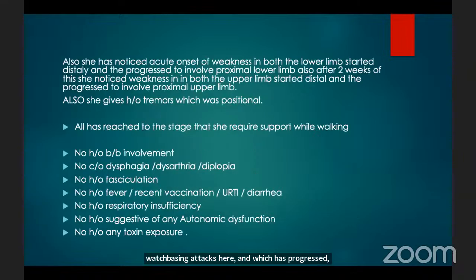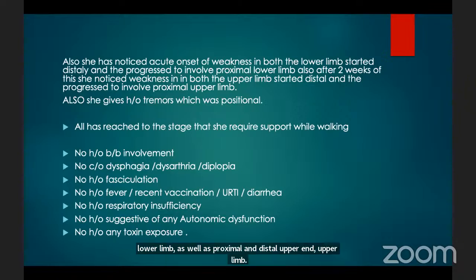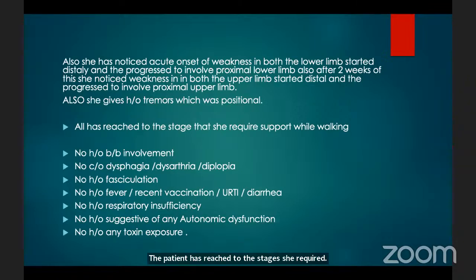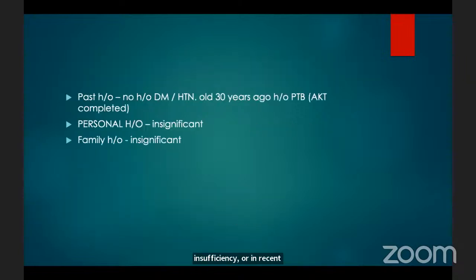Then she also noticed acute onset of weakness in both lower limbs. It started distally and then progressed to involve the proximal lower limb as well as the proximal and distal upper limb. The patient reached the stage where she required assistance while walking. In the negative history, she doesn't have any bowel and bladder or cranial involvement, fasciculations, autonomic dysfunction, toxic exposure, respiratory insufficiency, or any recent vaccination or fever. In the past history, 30 years ago she had PTB, for which she took ATT. The rest of the history is not significant.